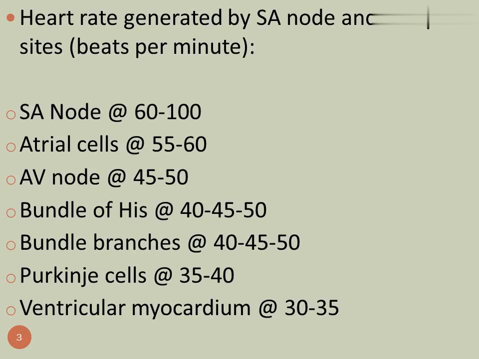Heart rate generated by the SA node and ectopic sites, in beats per minute. SA node at 60 to 100. Atrial cells at 55 to 60. AV node at 45 to 50. Bundle of His at 40 to 50. Bundle branches at 40 to 50. Purkinje cells at 35 to 40. Ventricular myocardium at 30 to 35.